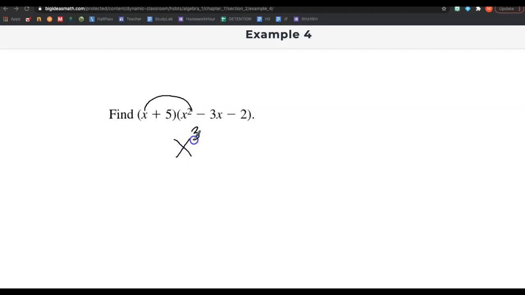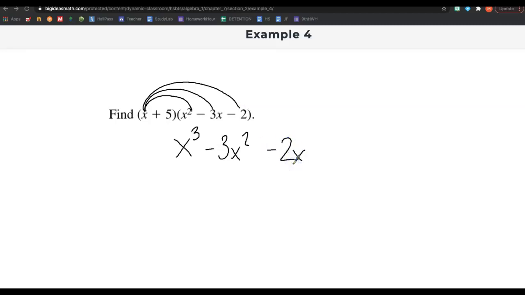x cubed, or x to the third. x times negative 3x would give me negative 3x squared. Okay, and there's a third term, so I have to distribute it to the third term as well. So x times negative 2 would be negative 2x.